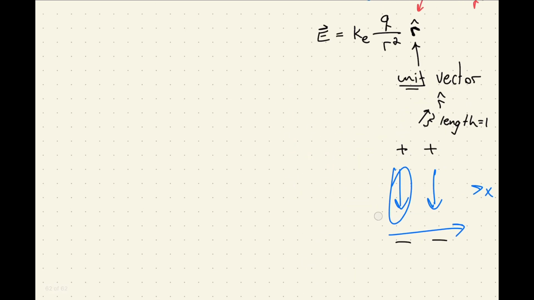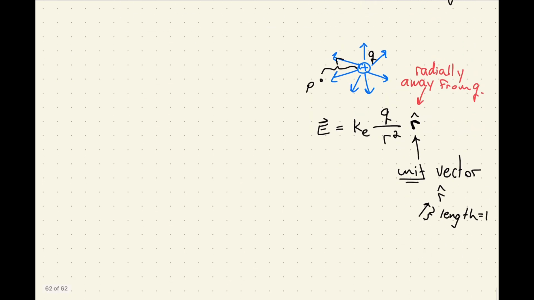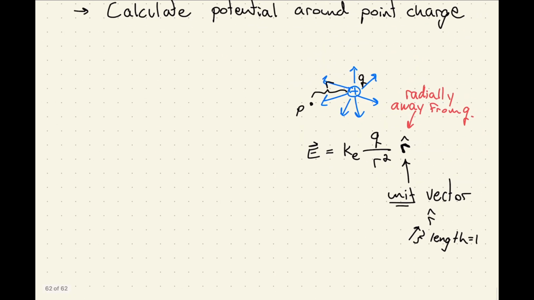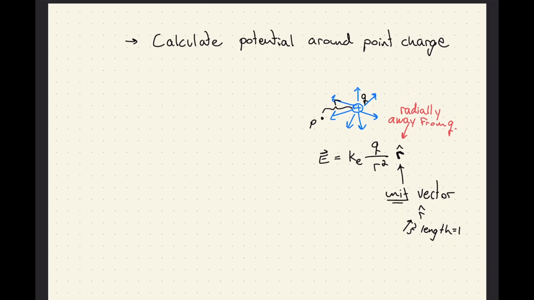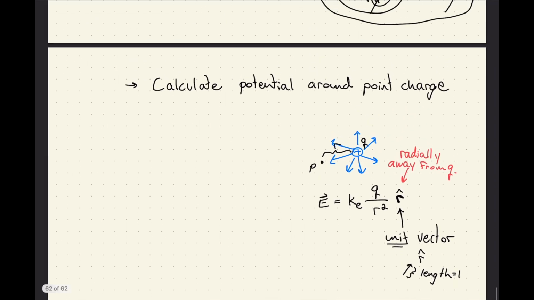If you want to learn more about that, I would say search up standard vector algebra. If you've never learned vectors before, I would say take a look at that. But the main important thing is, when we calculate the potential around a point charge, we need to know the electric field, and we also need to know the direction of the electric field. So I just wanted to point that out to you guys there.